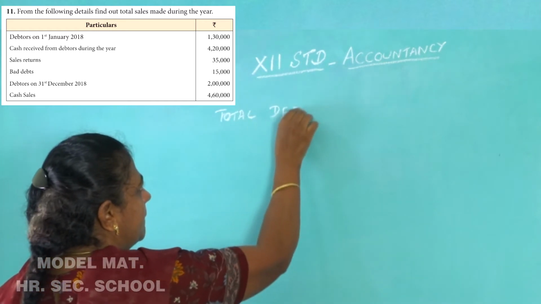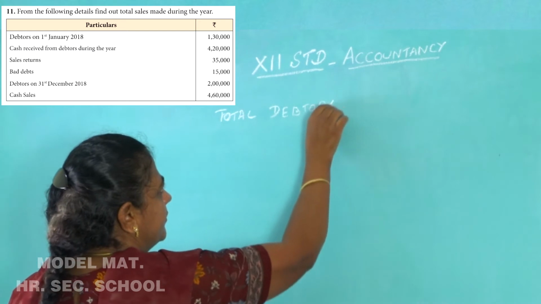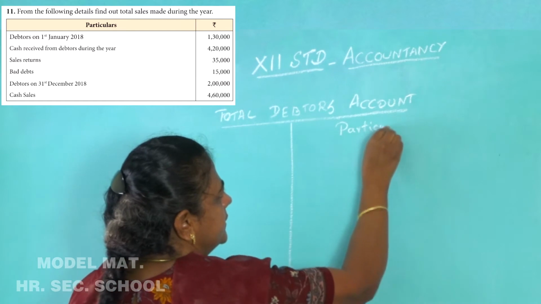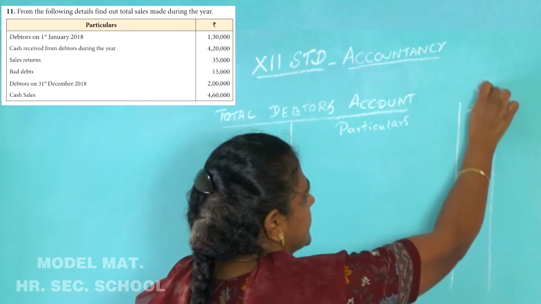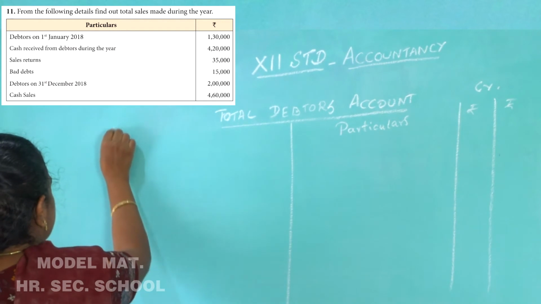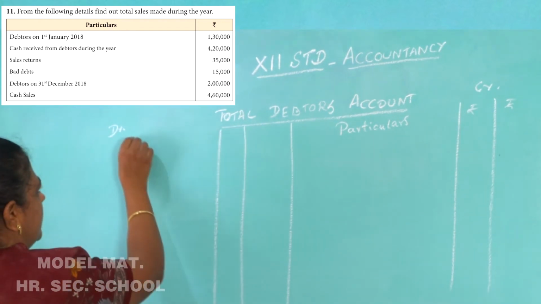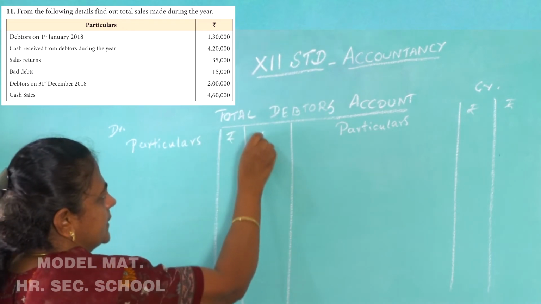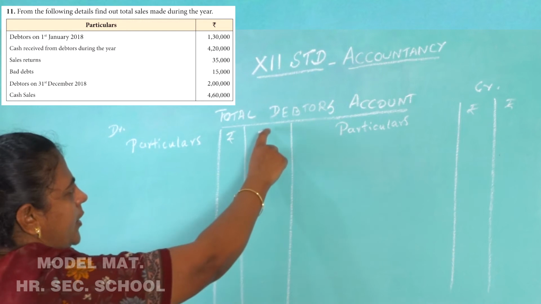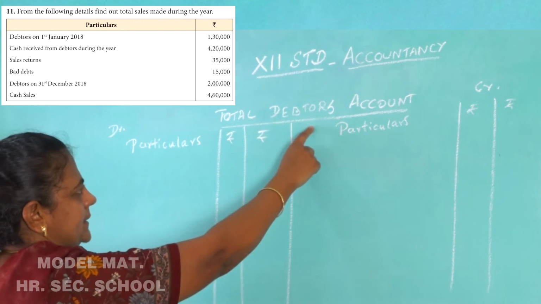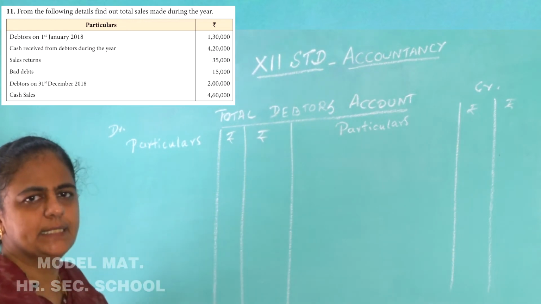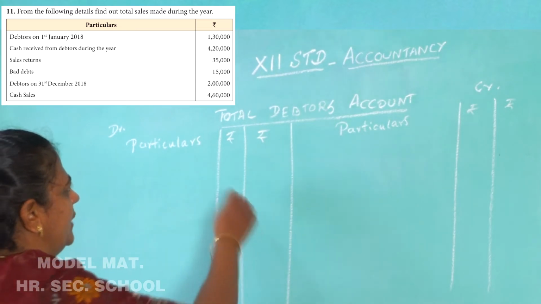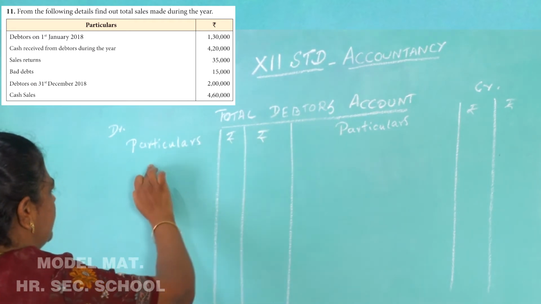Total debtors account. Particulars, 2 amount columns on the credit side. Same way on the debit side, 2 amount columns, particulars, rupees. So now you see the question. So as I already told you, total debtors. Debtors is a debtor. Total debtors are sundry debtors. Debtors are assets. All assets have debit balance. So the opening balance of total debtors should come to the debit side.